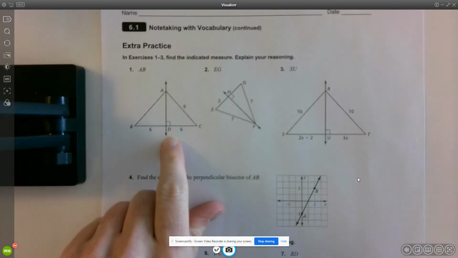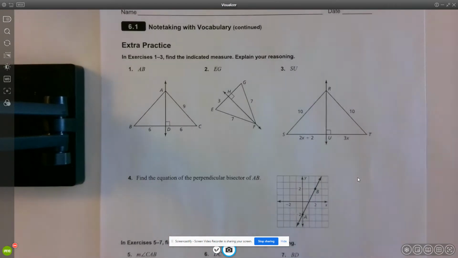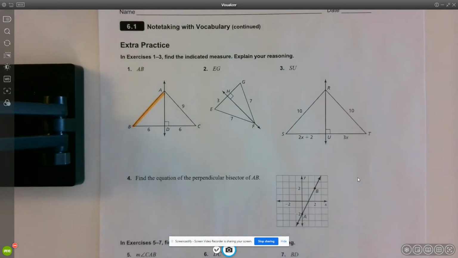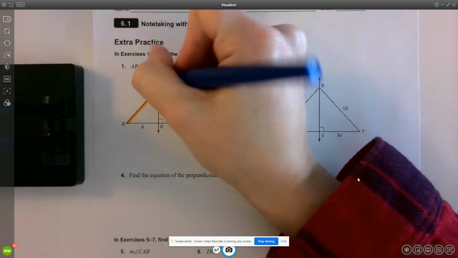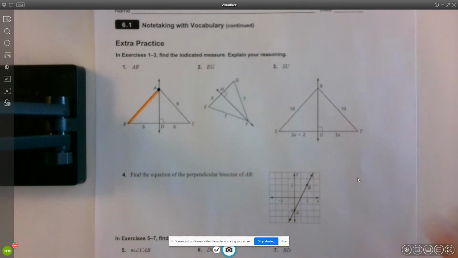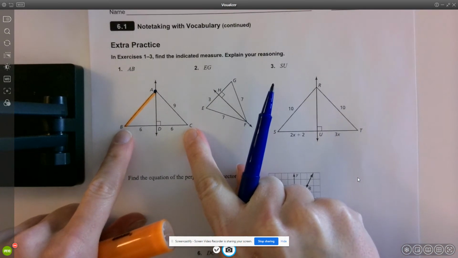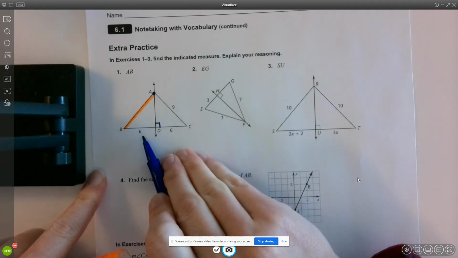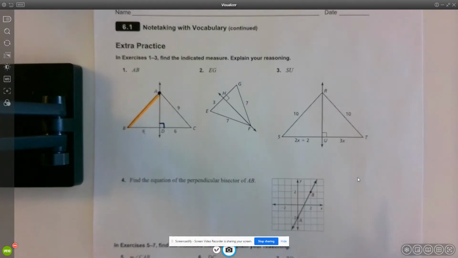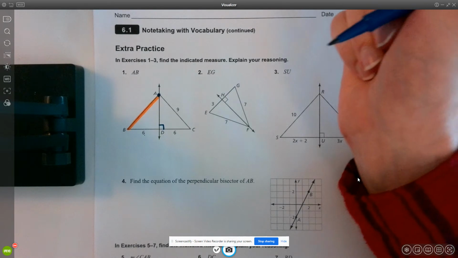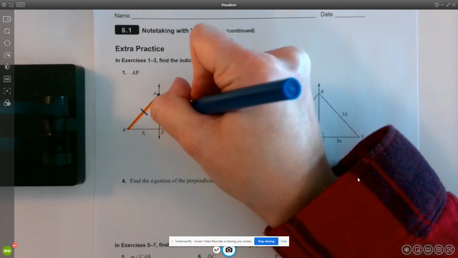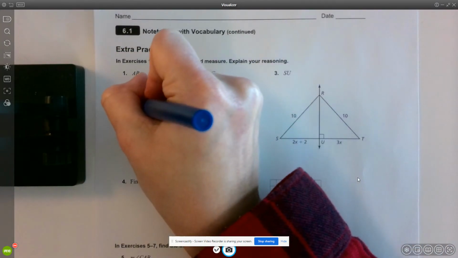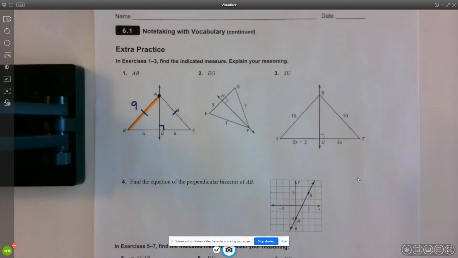In number 1, we need to find the length of AB. So I'm just going to highlight the length of the segment we need to find. Our goal is to find the length of this orange line segment. I notice that point A is on the perpendicular bisector of line segment BC. And I know that because this is a right angle and these two segments are equal. Well, from the perpendicular bisector theorem, we know that if point A is on the perpendicular bisector, these two lengths are congruent. So if AC has a length of 9, the length of line segment AB is also 9.